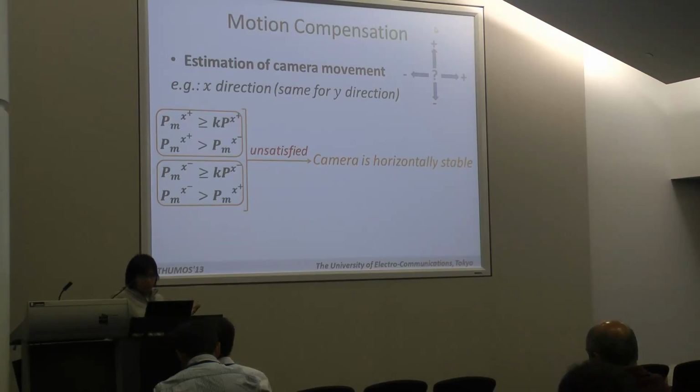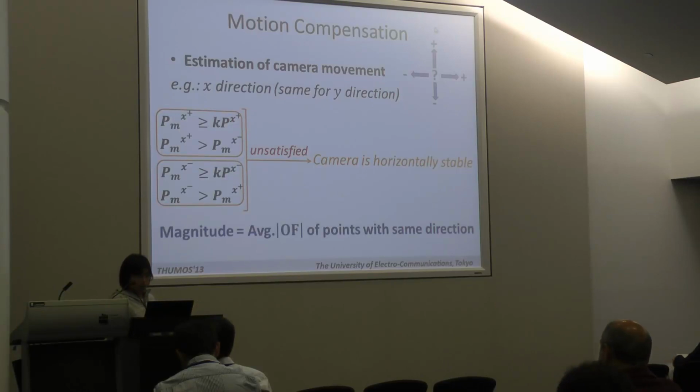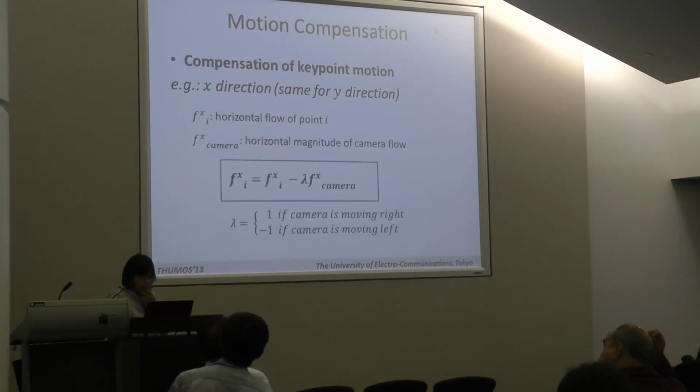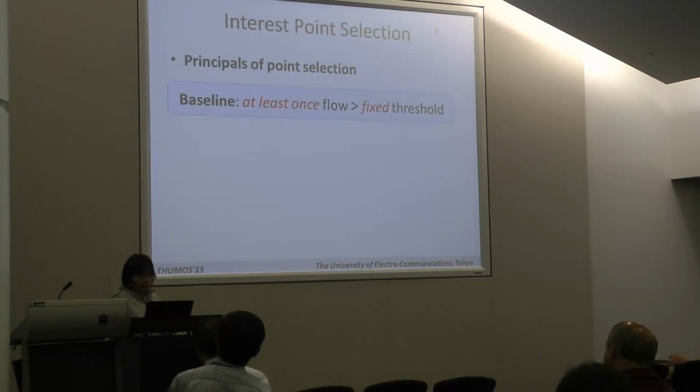If the camera is moving, the magnitude of its movement is simply computed as an average of the flow of points in the same direction. In this case, the motion of the key point will be simply compensated like this, minus or plus the camera flow depending on the direction of the camera. And after determining which points are moving and how much they move in the frame set, we select the interest points. So let me explain the principles of selection.